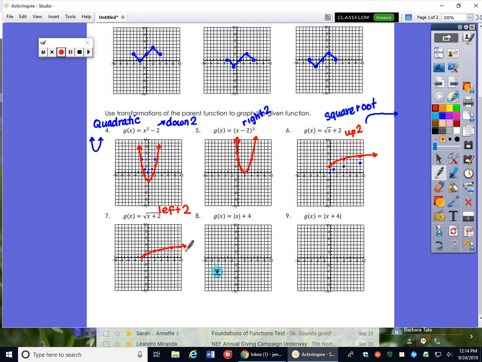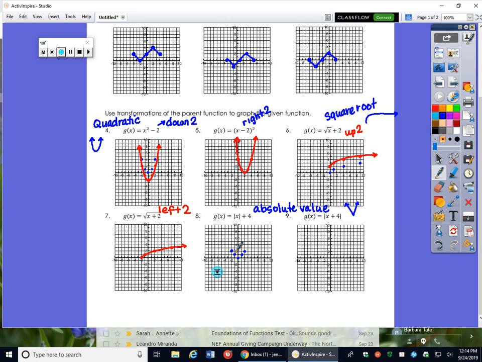All right, number 8. 8 is again a different type of function. 8 and 9 are the absolute value function. The absolute value function is like a V because you're taking the absolute value of something. So the absolute value of 0 is 0, the absolute value of 1 is 1, the absolute value of negative 1 is 1. The absolute value of 2 is 2, and the absolute value of negative 2 is 2. That's where you get that V pattern.